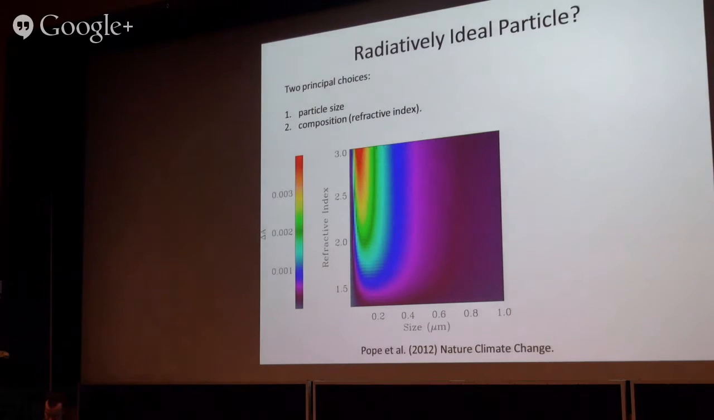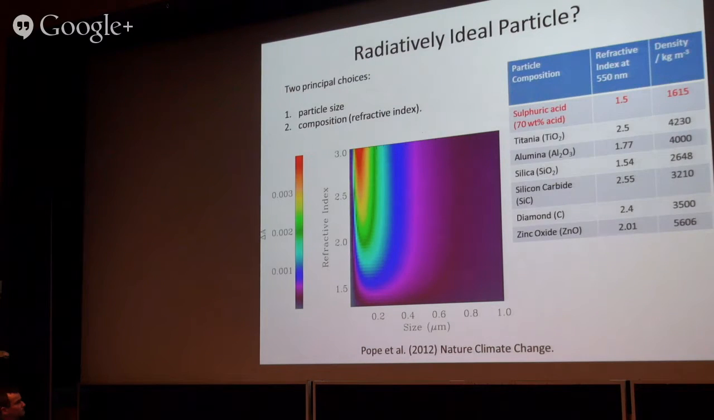Okay, so moving on to the ideal particle, this idea of the ideal particle has come up before. So David, you've talked about this a little bit. Matt talked about this a little bit. And so nature gives us the natural analog of volcanoes, and volcanoes put a lot of sulfate into the atmosphere. It turns out that sulfate's not optimal for scattering sunlight for two reasons. Firstly, it's got a relatively small refractive index, and secondly, it's fairly small.